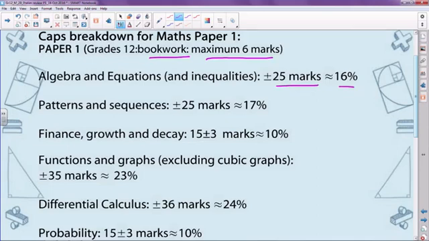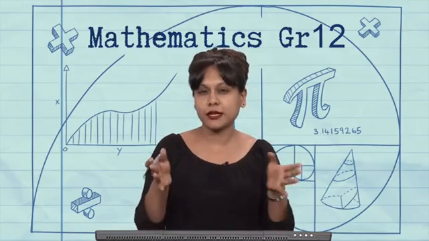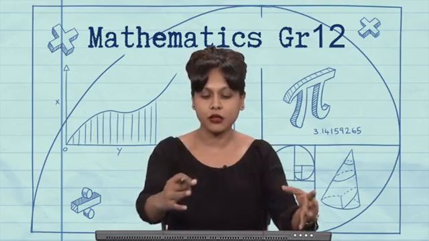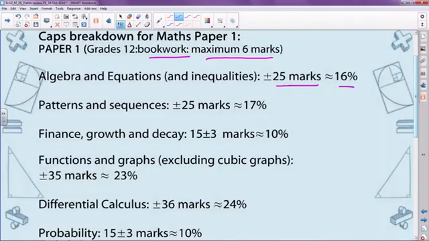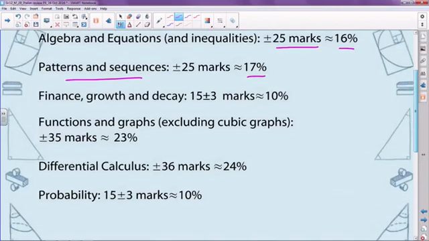Also, this order that I'm giving you now, of the sections, is the order that it will appear in your exam. Firstly, you'll start with algebra and equations, then patterns and sequences, which is approximately 17% of your paper. The next section would be finance, growth and decay, and that's 10%. Functions and graphs, now excluding cubic graphs, will be approximately 23%. Differential calculus is 24% of your paper, and probability is approximately 10%.